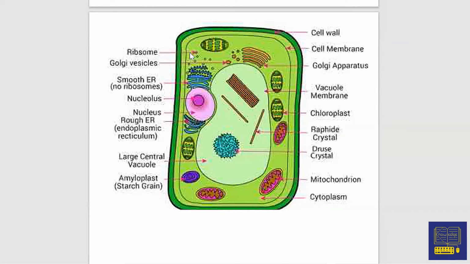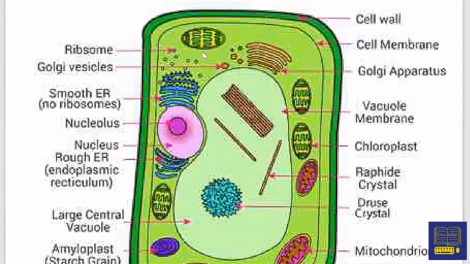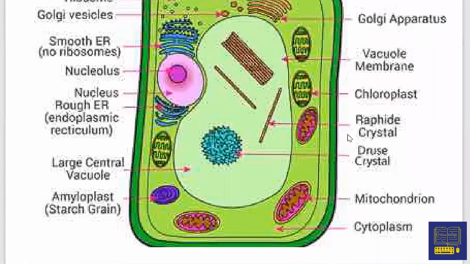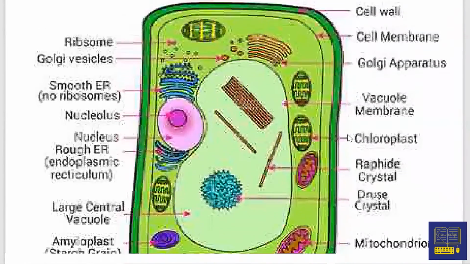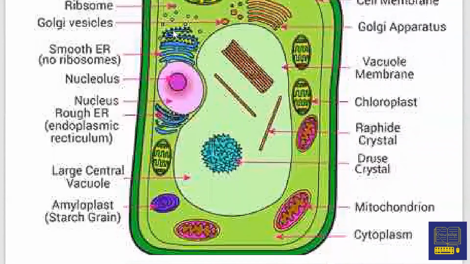Now, let's talk about ribosomes. You can see these small circle-like things, and these are ribosomes. They are the smallest membrane-bound organelles, which comprise RNA and protein. They are also known as the protein factories of the cell.